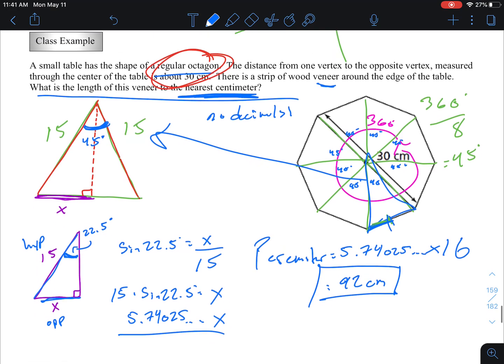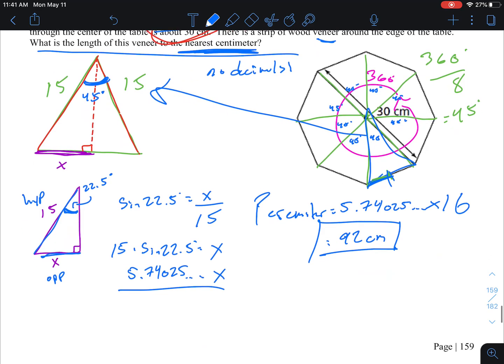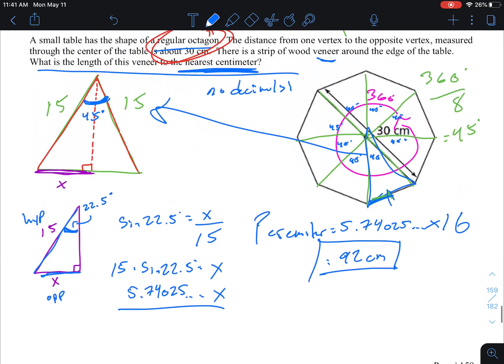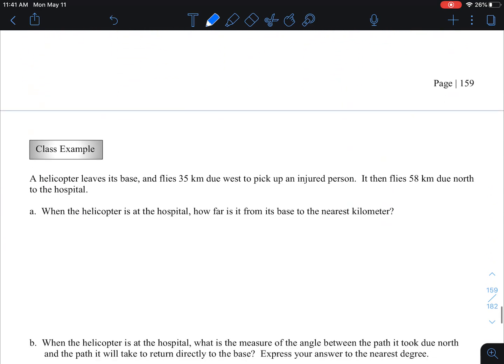Okay, so it might be a good idea to rewatch that one if you want, just about the process that I used to solve that, kind of what my thinking was there. Okay, next and last example here.